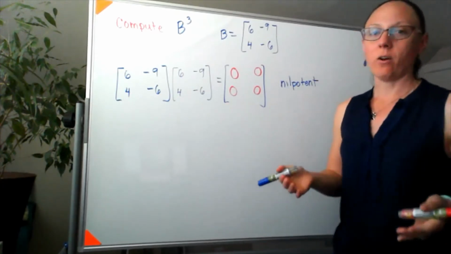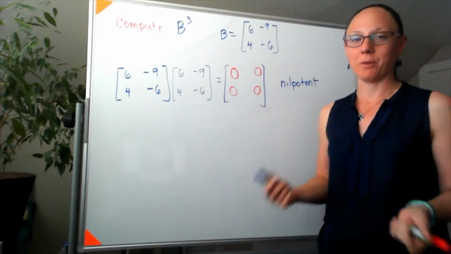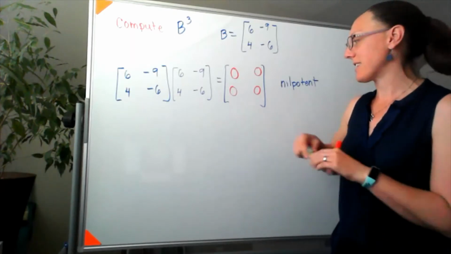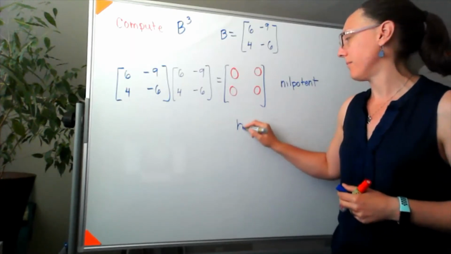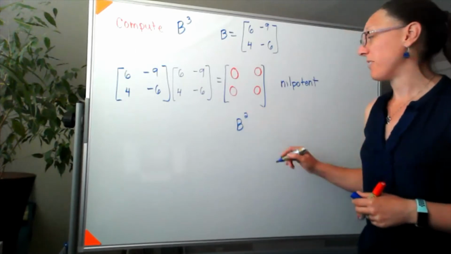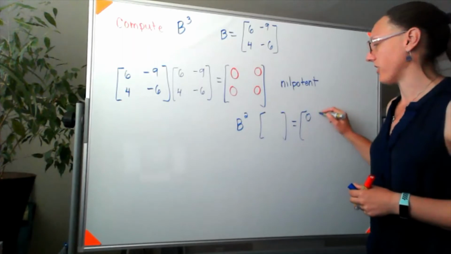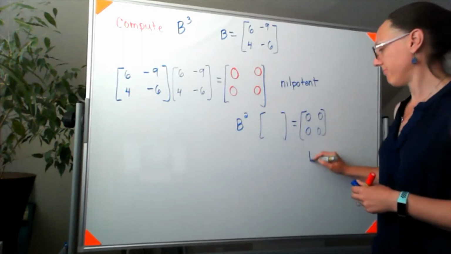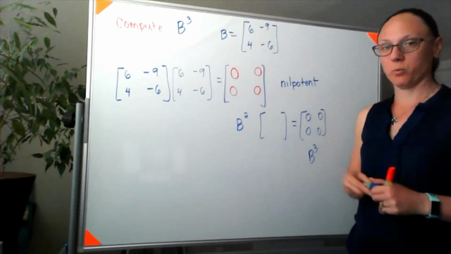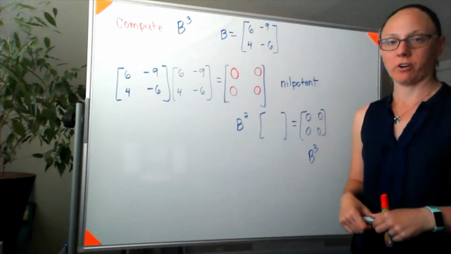And now computing B cubed is going to be really easy, because if this is the answer for B squared, then if I take B squared and I multiply it by another matrix, all of the entries are going to have to be 0. So B cubed will also be the 0 matrix.